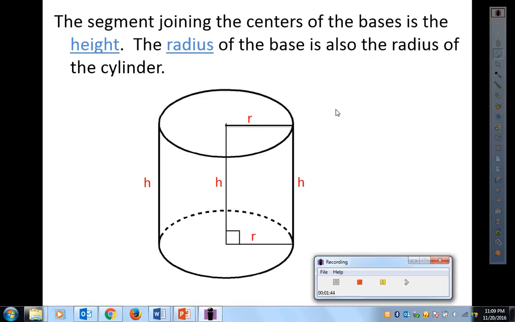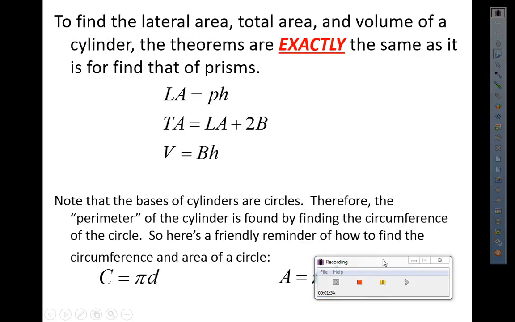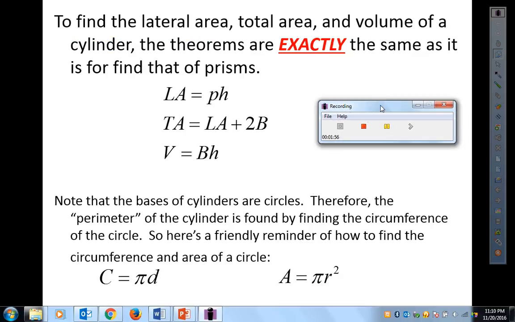So the radius is going to become a part of the key information for us. The segment joining the centers of the bases is the height. The radius of the base is also the radius of the cylinder. So again, I'm talking about the radius of the base and of the cylinder. The formulas from yesterday are exactly the same as they were before. Lateral area equals perimeter times height. Total area equals lateral area plus 2 times the area of the base. Volume equals the area of the base times the height. The difference being, now that we're dealing with a circle, the perimeter is the same as circumference.